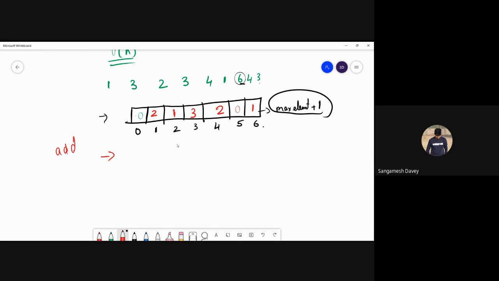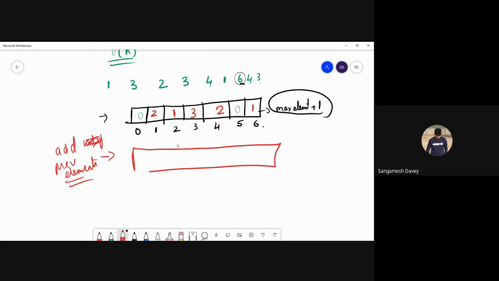add the previous elements, just add the previous elements, as in do a summation. What I mean by that is the same array, okay, same array. 0, 1, 2, 3, 4, 5, 6. Same element, same array, 0.